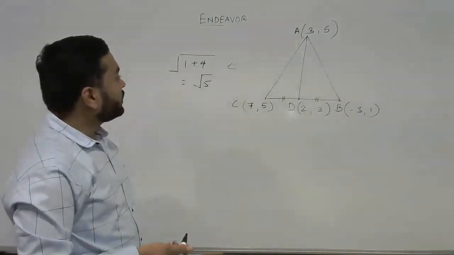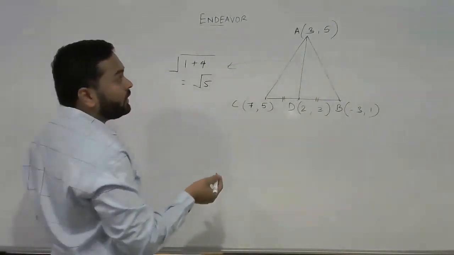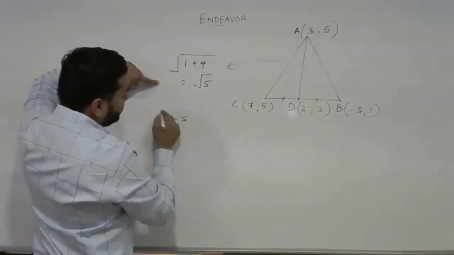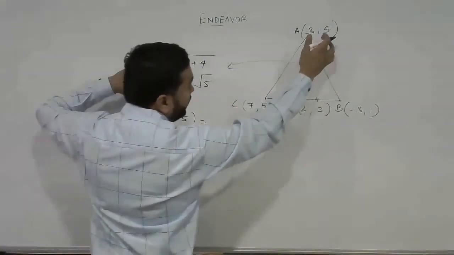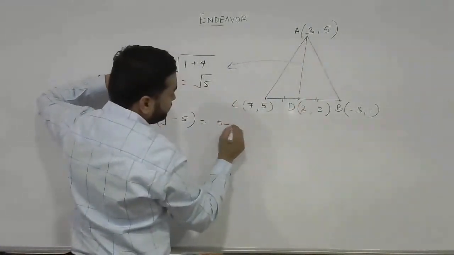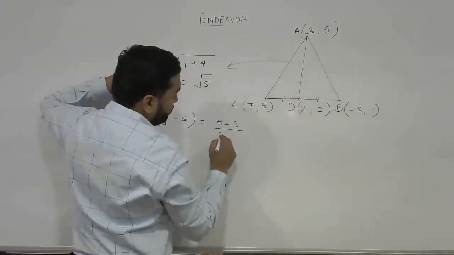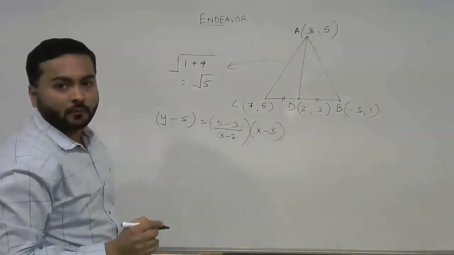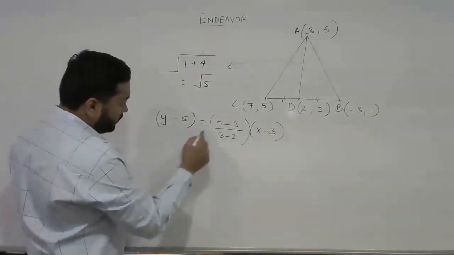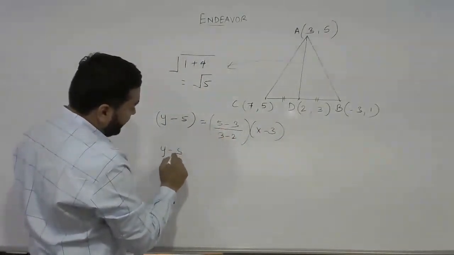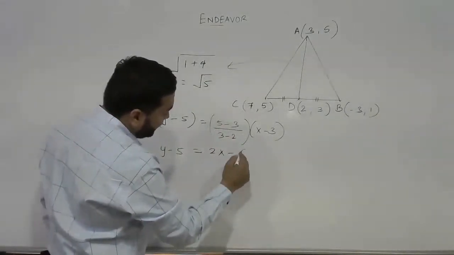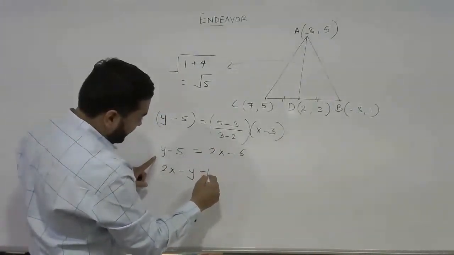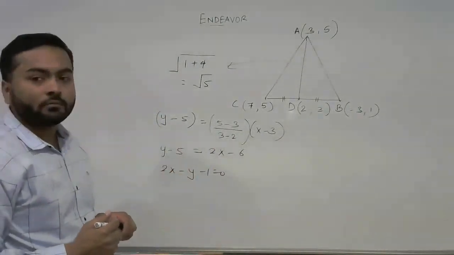Correct? Great. So this will be the distance, and if I want to find out the equation, that is y minus 5 is equal to 5 minus 3 upon 3 minus 2 into x minus 3. Correct? So this is y minus 5 is equal to 2x minus 6. So now I have 2x minus y minus 1 is equal to 0. This will be the equation of a line.